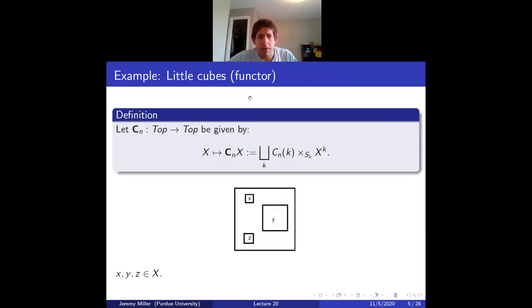And so we talked about how the little cubes give us a monad. In particular, we get a functor from spaces to spaces, which sends a space X to the space of cubes labeled in X. Rigorously, it's given by this formula. Any questions? This is a review of part of what happened last time.